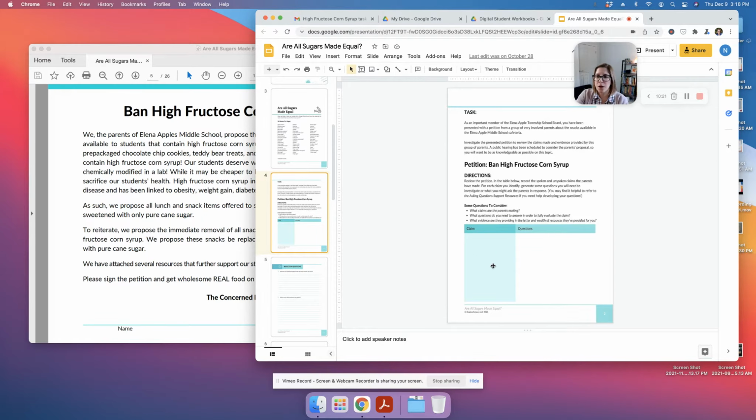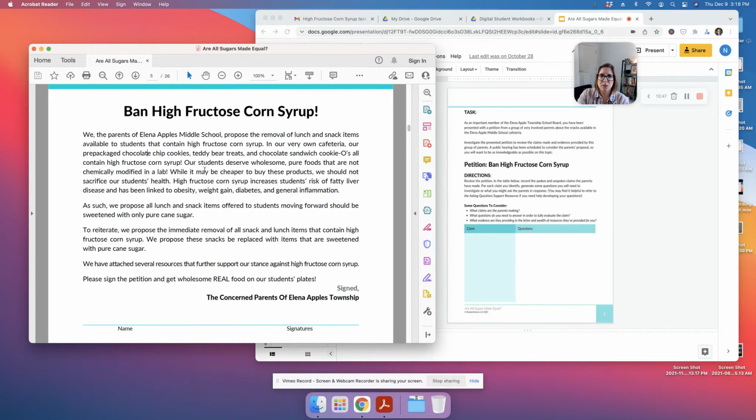And there are two parts to this task. One part is evaluating the claims that the parents are making, and the second part is questions. I would break that into two separate little mini chunks of time. So for the first part, you go through the task, you read the petition, maybe together, however you want to do it. And then you talk about, okay, now we need to figure out what claims the parents are making. And this is a great time to introduce what a claim is. It's an idea that's being put forward.